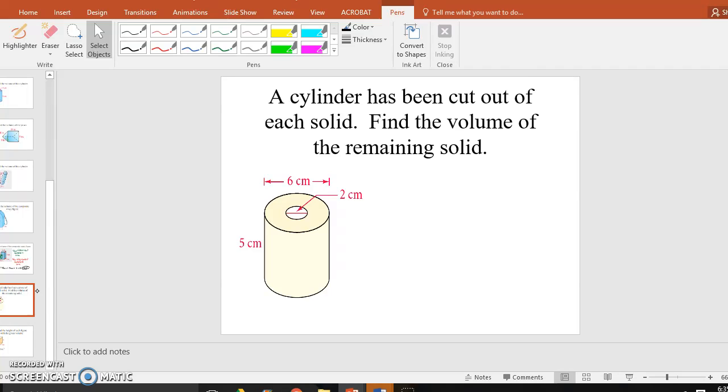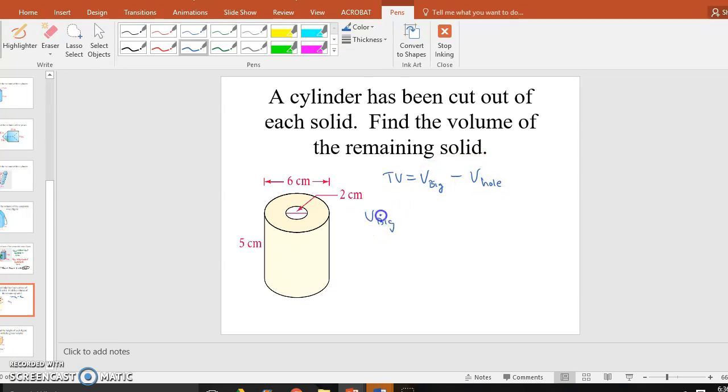So here, as you can see, we have a cylinder, and a hole has been drilled out of the cylinder. When you drill something out, are you adding or subtracting that material? In this case, we're going to subtract that volume, because there's no space there. So we have two cylinders here, and the total volume of this diagram is going to be the volume of the big cylinder minus the volume of the hole.